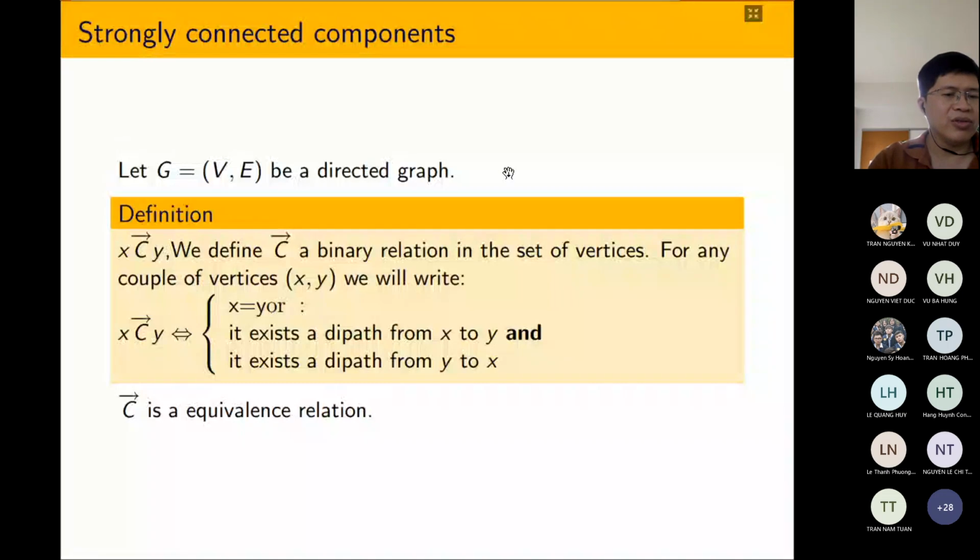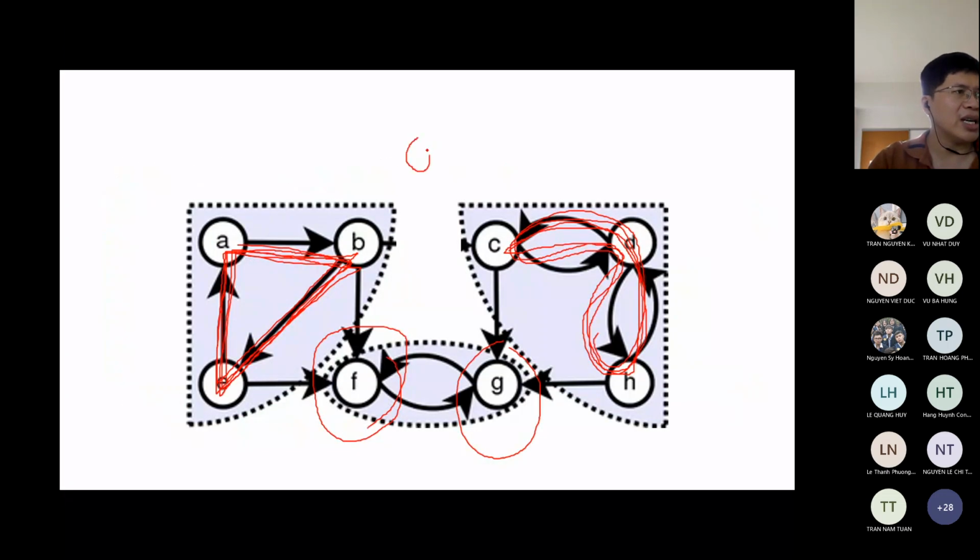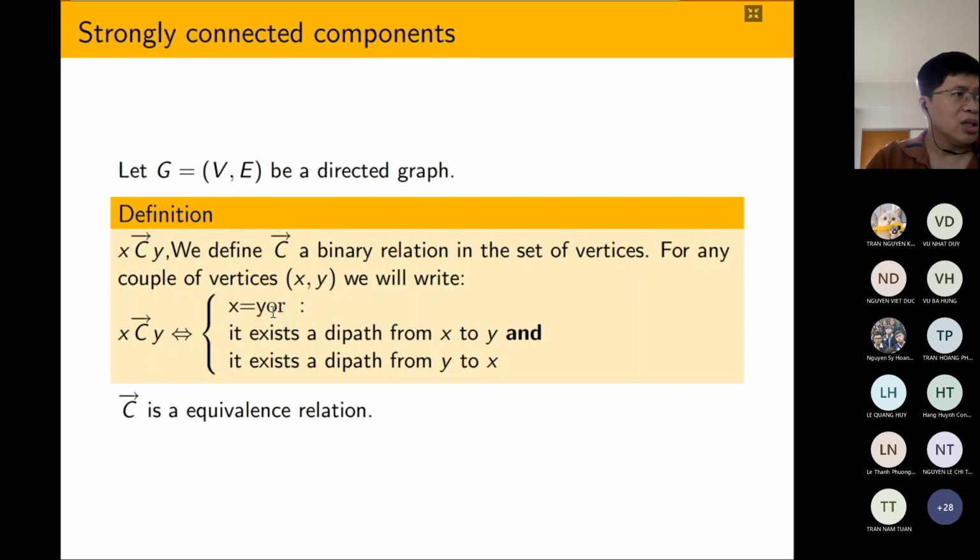It means if we have one single node like this, that itself is a strongly connected component. One node is a strongly connected component. Or if X and Y are different, there must exist a path from X to Y, and there exists a path from Y to X. That is the idea. So people want to find out these things. That is very important.